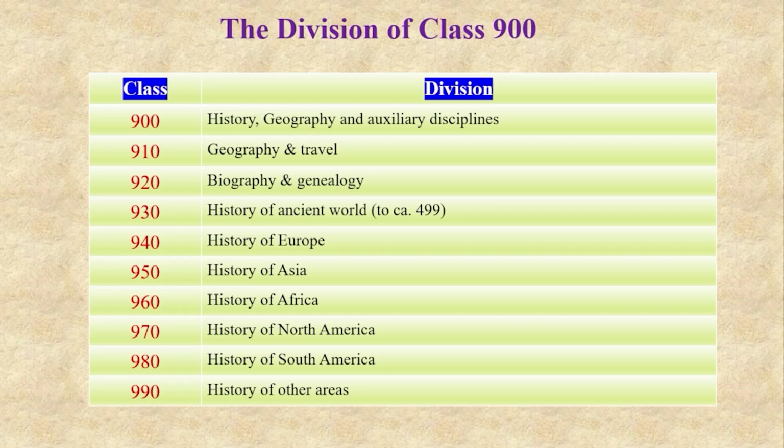Auxiliary disciplines of history, that is 900 to 909. This section deals with general aspects of history including theory, philosophy, research and specific historical events. Geography and travel covers 910 to 919. This section focuses on physical geography, travel accounts, cartography and geographical exploration. Then history by region, that is 930 to 999. This section categorizes history based on regions, continents and specific countries. That is, ancient history from 930 to 939 and history by continent and country from 940 to 999.